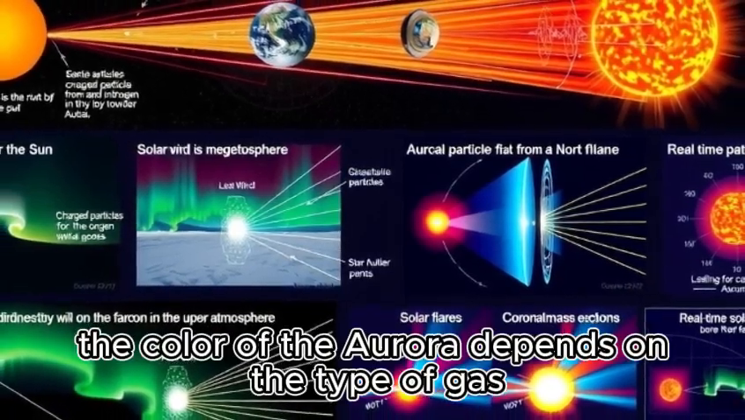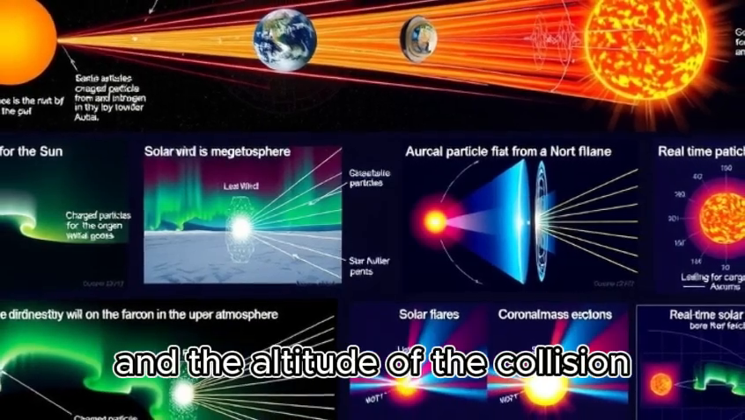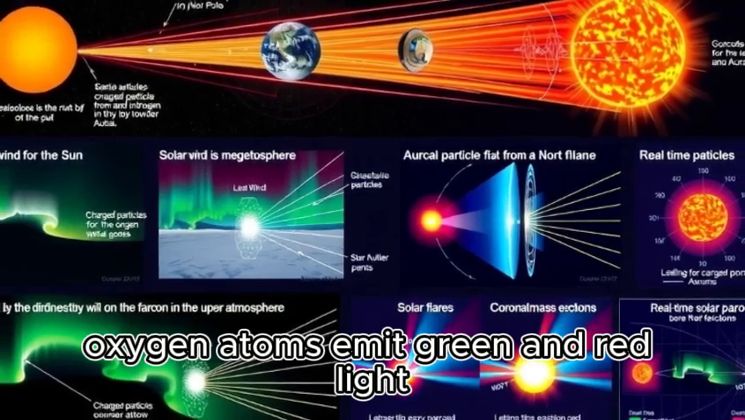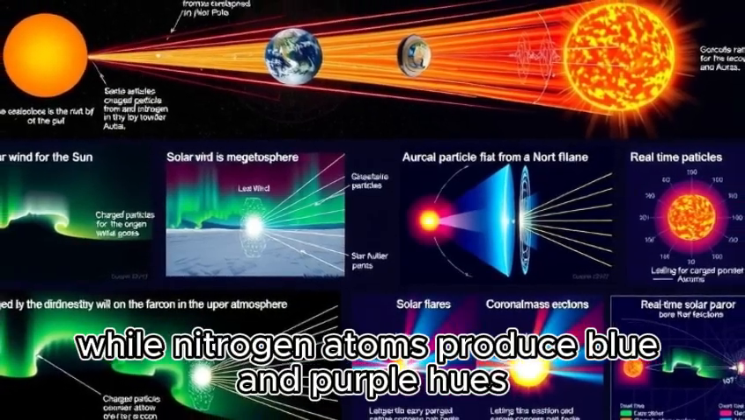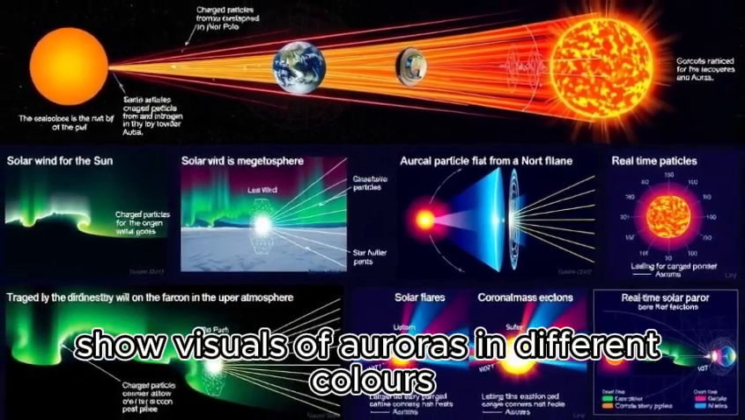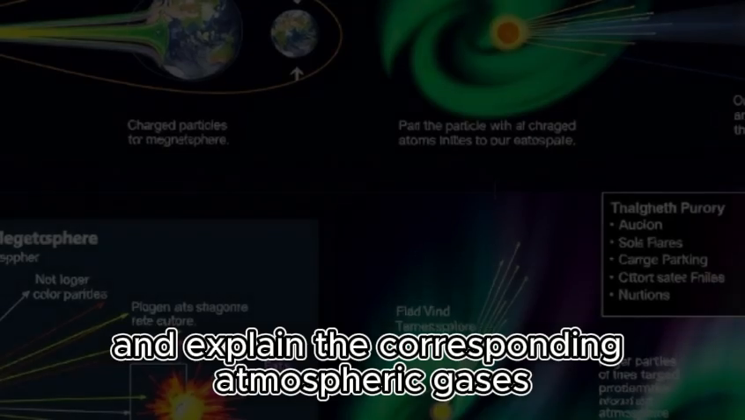The color of the aurora depends on the type of gas and the altitude of the collision. Oxygen atoms emit green and red light, while nitrogen atoms produce blue and purple hues. Show visuals of auroras in different colors and explain the corresponding atmospheric gases.